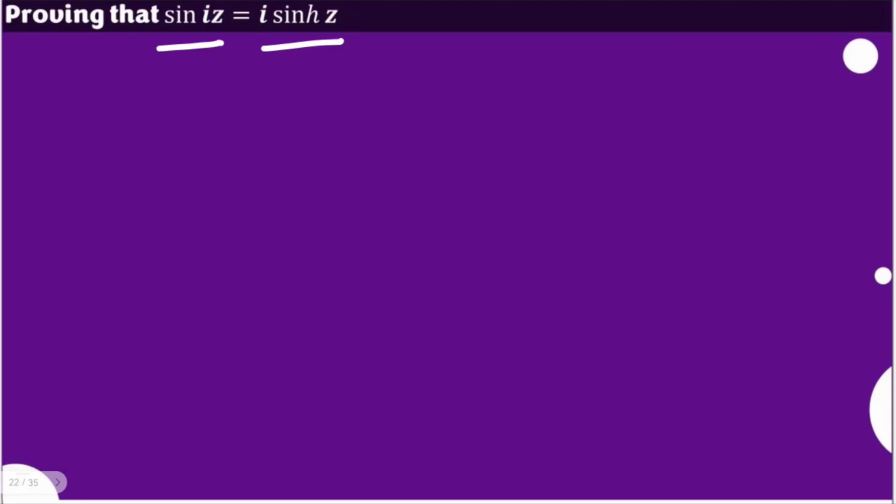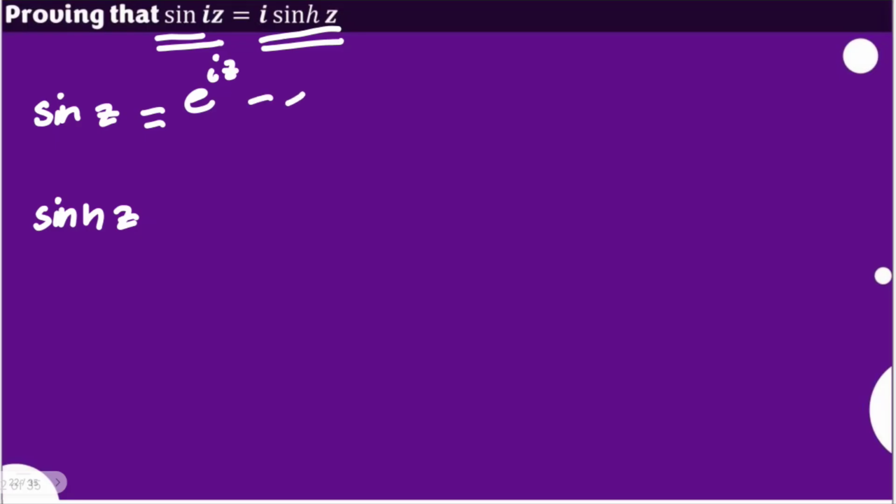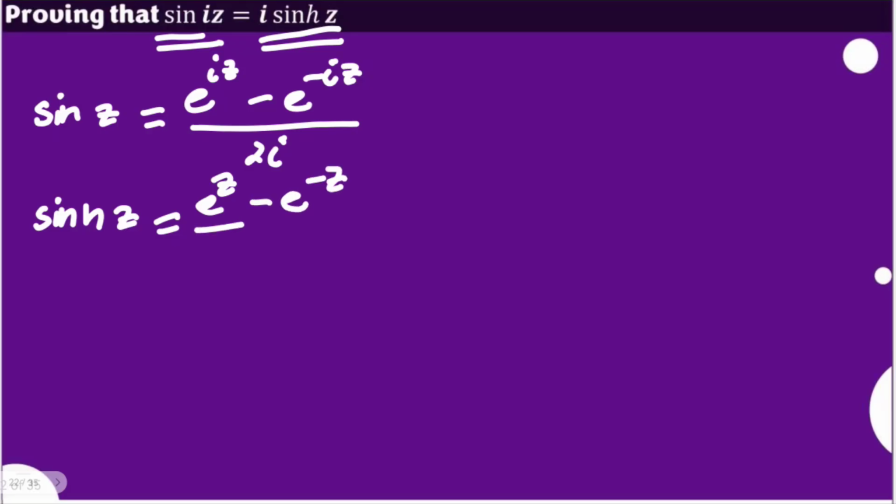To start with, let's not forget the equivalent form of sine z and its hyperbolic function, because later on we're going to use them in our manipulation. Our sine z has equivalent form e to the power of iz minus e to the power of negative iz, over 2i. As for the hyperbolic function, it's simply e to the power of z minus e to the power of negative z, all over 2. So take note, the form is i times the hyperbolic sine of z.